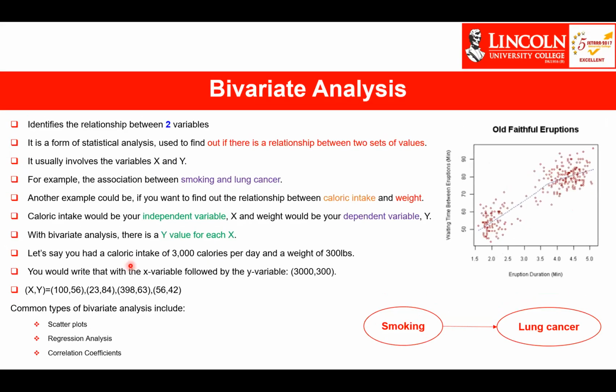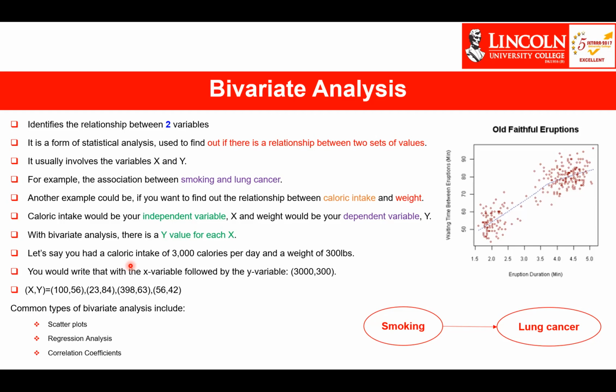We have bivariate analysis, which identifies the relationship between two variables. It is a form of statistical analysis used to find out if there is a relationship between two sets of values. So it usually involves the variables X and Y. For example, the association between smoking and lung cancer. Another example could be if you want to find out the relationship between calorie intake and weight. Calorie intake will be your independent variable, X, and weight will be your dependent variable, Y. With bivariate analysis, there is a Y value for each X.